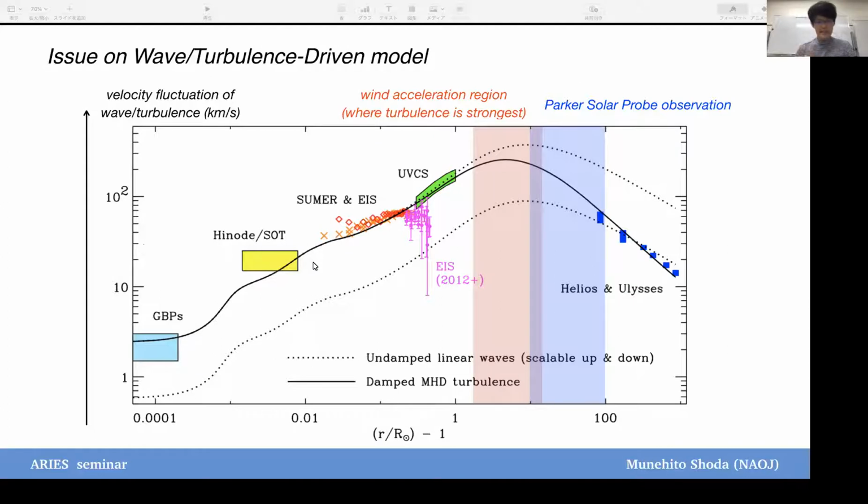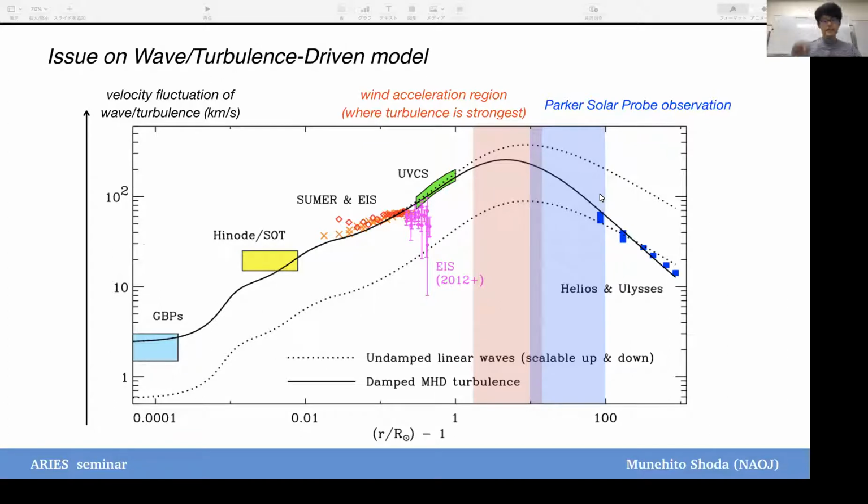And in the corona, we can constrain the amplitude of the turbulence by observing the non-thermal line broadening, which is done by SOHO SUMER, Hinode EIS, and SOHO UVCS. And if you get much farther from the sun, we actually have the in situ measurement of the turbulence in the solar wind by Helios and Ulysses. And recently, the Parker Solar Probe and the Solar Orbiter are working to observationally constrain the amplitude of the turbulence.